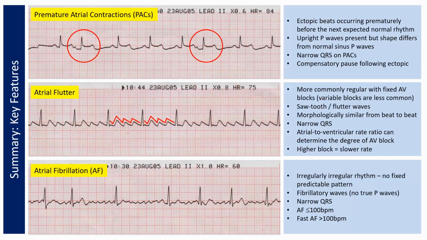Last but not least, AFs are prominent for their highly irregular rhythm which has no fixed predictable pattern. The wriggly fibrillatory waves are also another key feature of AF.